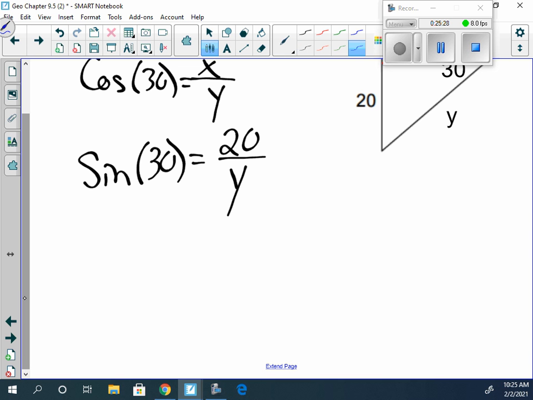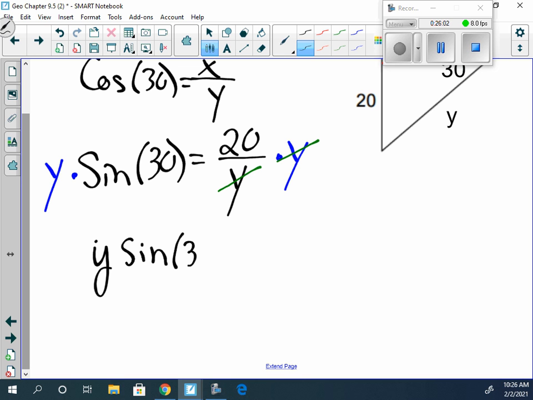Now, when I look at this here, well, what's the first thing we need to do? I need to multiply both sides by y, because just like with our numbers on the previous one, y over y is going to simplify out. And we have y sine of 30 degrees is equal to 20.